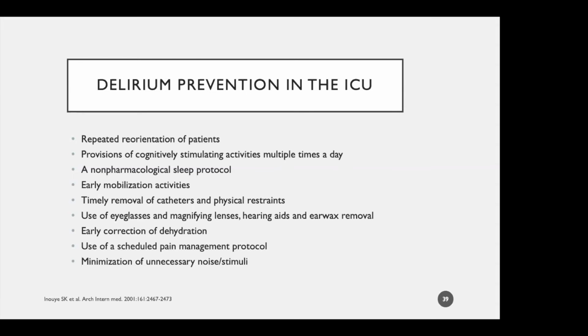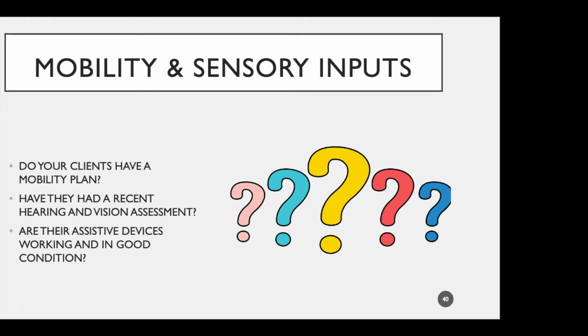Next slide. Again, I just want to emphasize the importance of mobility and sensory inputs. We tend to remember the 4 M's. We talked about the 4 M's of age-friendly systems. One of them was mobility.